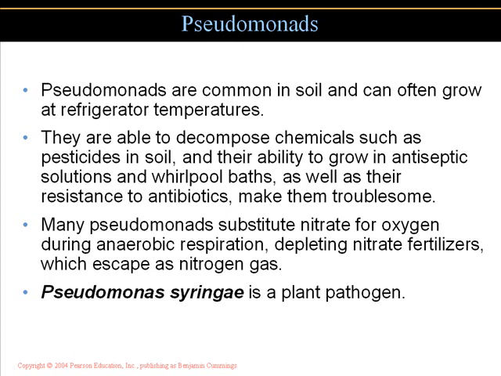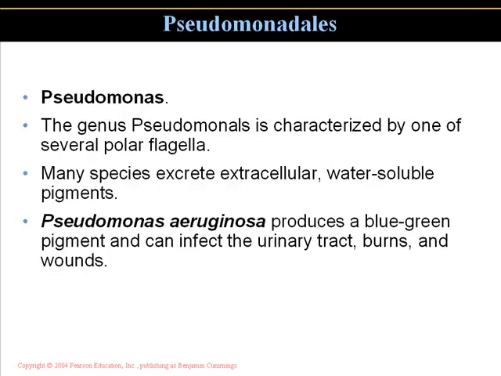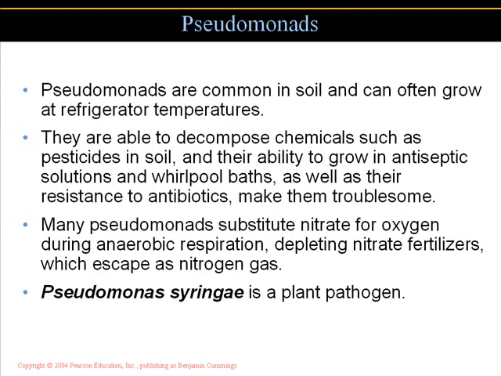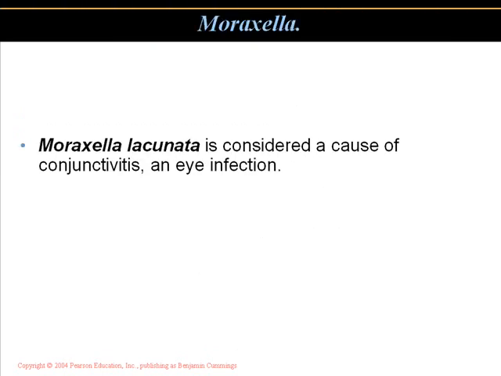Many pseudomonads substitute nitrates for oxygen during anaerobic respiration, depleting nitrate fertilizers. There are other pseudomonads in the environment as well. As you can see, Pseudomonas syringae is basically a pseudomonad that's a plant pathogen. I'm not going to ask you about that. Pseudomonas aeruginosa, as you saw on the previous slide, is the one that we typically see infecting humans, either the urinary tract or in burn patients. Azotobacter and Azomonas are encapsulated organisms that we see in the environment.